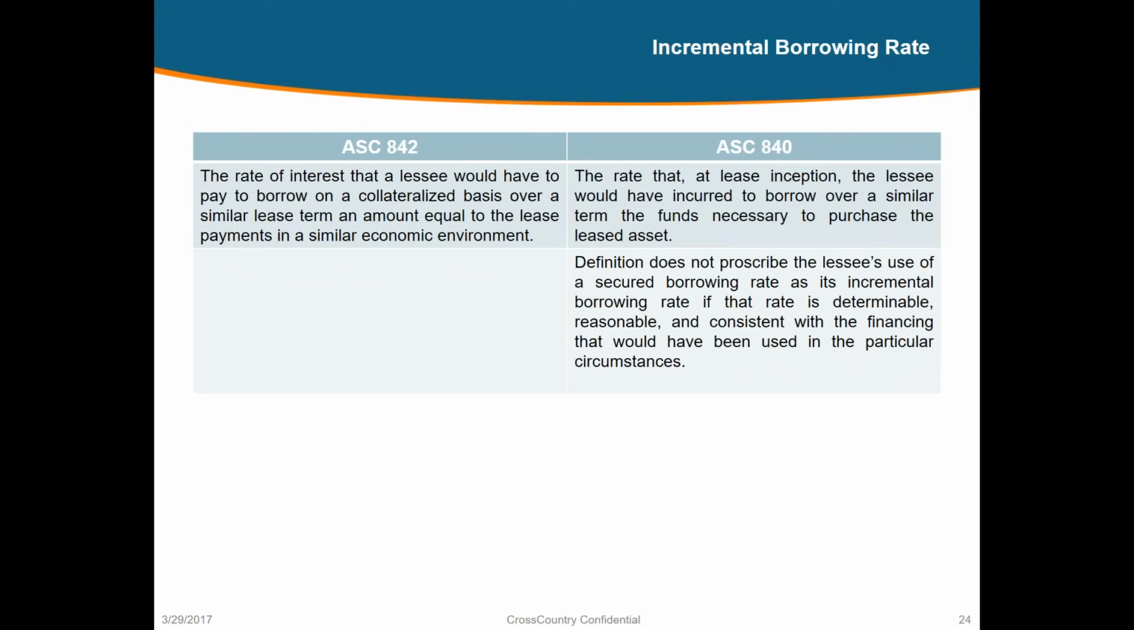This slide addresses the definition of the incremental borrowing rate. The definition under Topic 842 is the rate of interest the lessee would have to pay to borrow on a collateralized basis over a similar lease term, an amount equal to the lease payments in a similar economic environment. The new definition requires the use of a collateralized or secured rate. Cost of money is not an appropriate rate. In some cases, it might be reasonable for a subsidiary to use a parent entity or group's incremental borrowing rate as the discount rate.